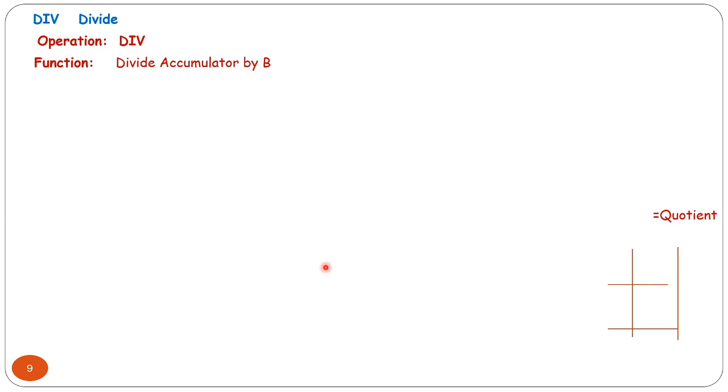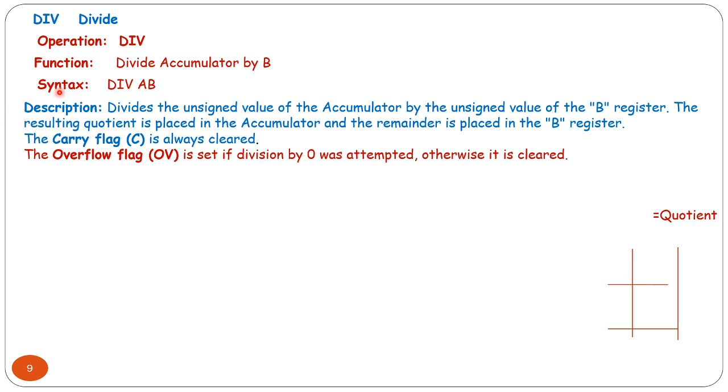Div instruction, operation division, function divide accumulator by B, syntax DIV AB. Description: divide the unsigned value of accumulator by the unsigned value of B register. The resulting quotient value is placed in accumulator and the remainder value is placed in B register after execution. The carry flag C is always clear. The overflow flag is set if division by 0 was attempted, otherwise it is clear.